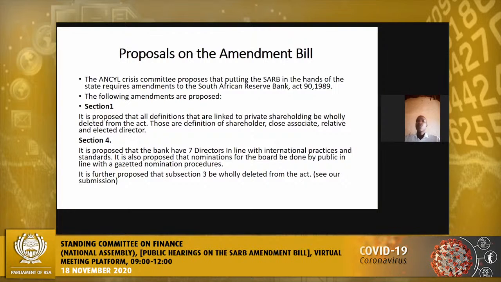So those definitions, as you will see them in the submission, include the definition of a shareholder. Such a definition has no bearing in the Act and must be removed. Those associate, relative, and elected directors, as proposed by Honorable Malema, must be removed from section 1 of the Act, because they have to do with nothing else but private shareholdership of the Reserve Bank.